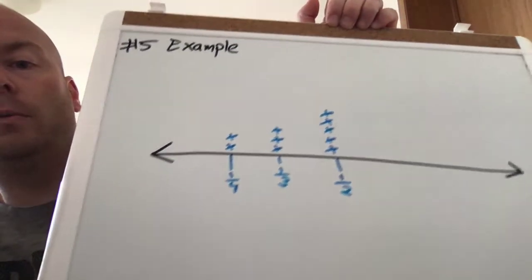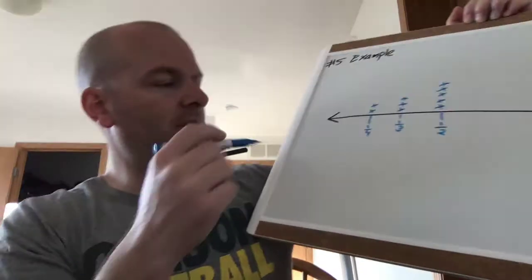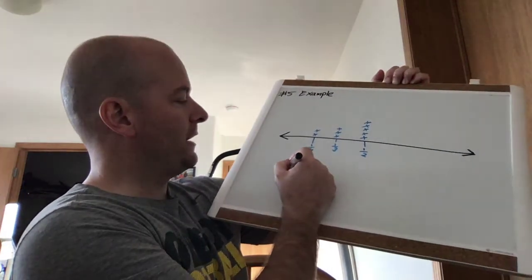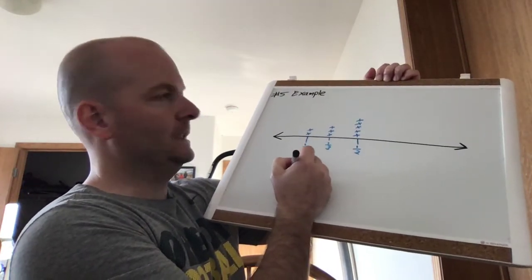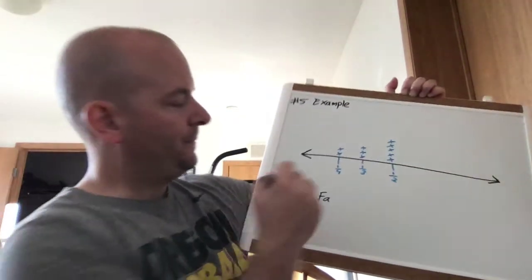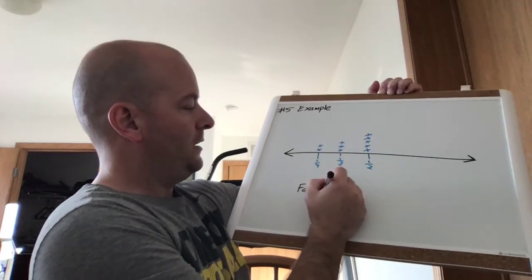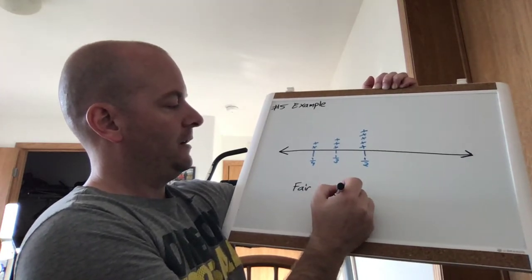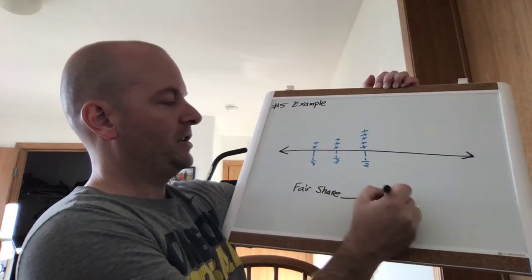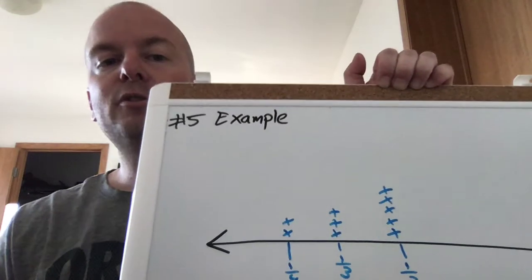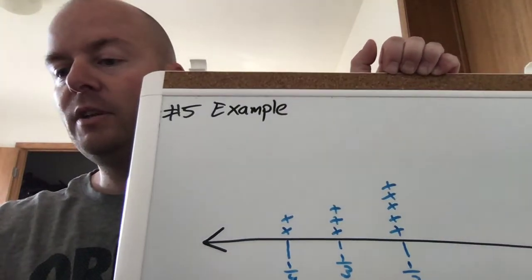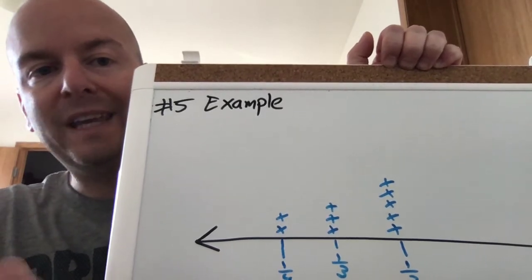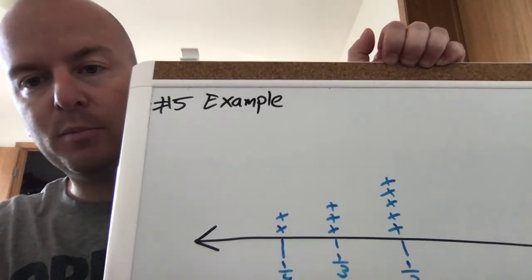But then when you look on your page, there's a little thing and it says fair share. And so now you need to figure out the fair share. I'll write it as fair, as in food. So fair share. I need to figure that out. And so how you do that is you need to figure out how, in this case, these are in inches. So I need to figure out how many total inches are on my number line.